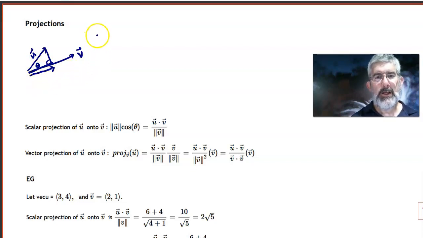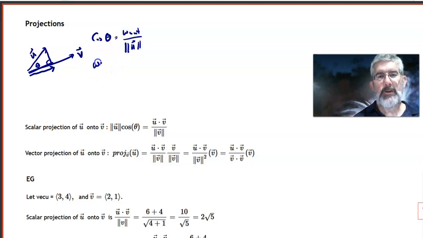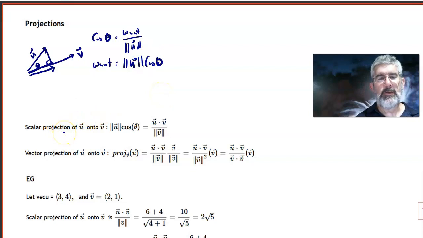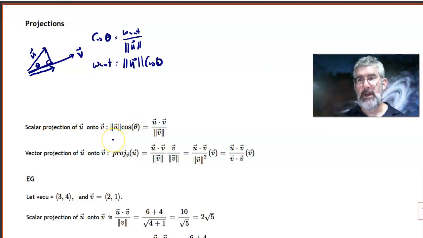So I know from my trig that the cosine of the angle theta is the length that I want divided by the length of the hypotenuse. So in particular, what I want is the length of the hypotenuse times the cosine of the angle. This is what's called the scalar projection. I have the formula for it right here. The scalar projection of u onto v is the length of u times the cosine of the angle in between them. Now, I need to be able to calculate that because I can't always just measure the angle.